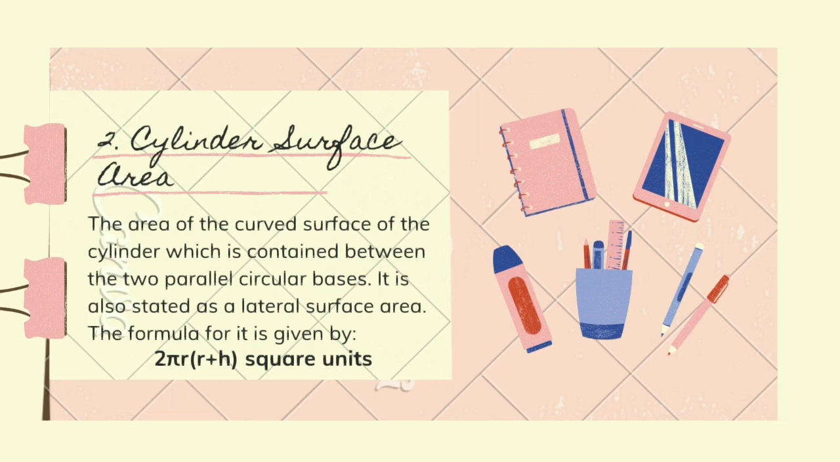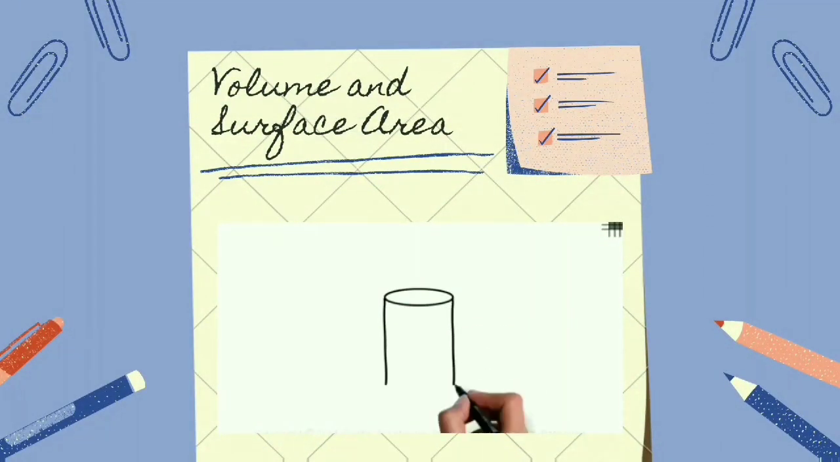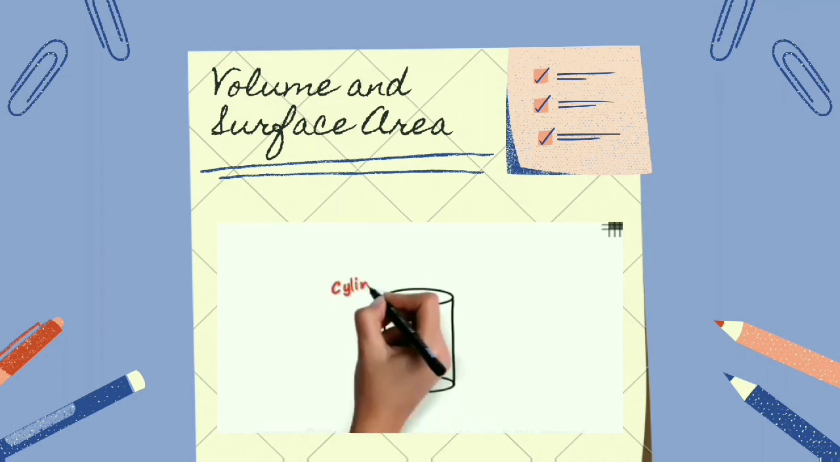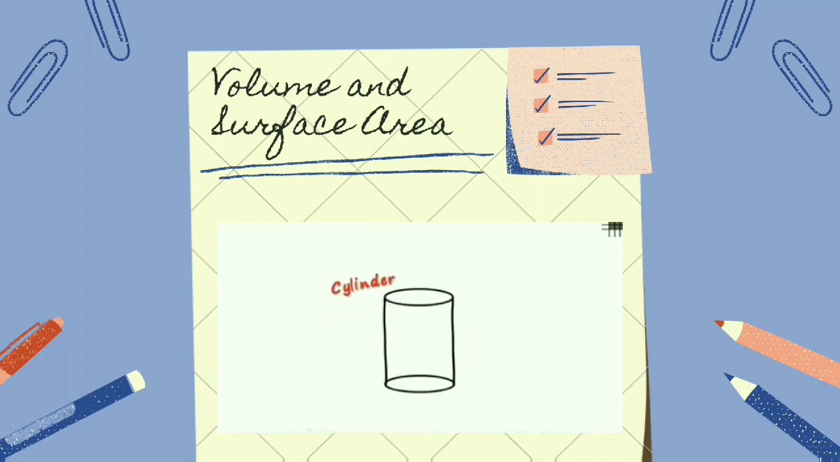2. Cylinder surface area. The area of the curved surface of the cylinder, which is contained between the two parallel circular bases, is also stated as the lateral surface area. The formula for it is given by 2 times pi times radius, open bracket, radius plus height, close bracket, square unit. A circle, a curved surface, and another circle. This is a cylinder, a right circular cylinder to be precise. Every cylinder has a central axis which passes through the centers of the two circles.